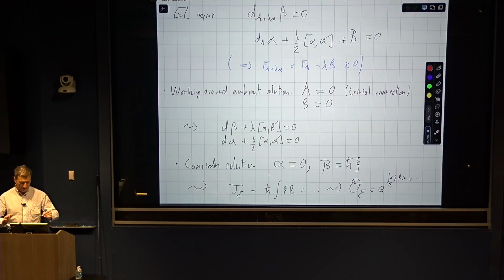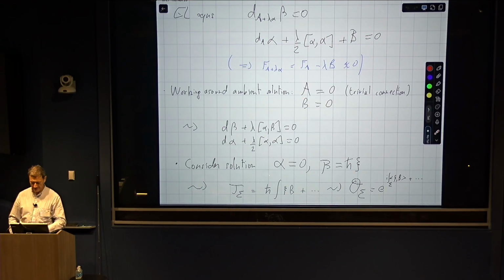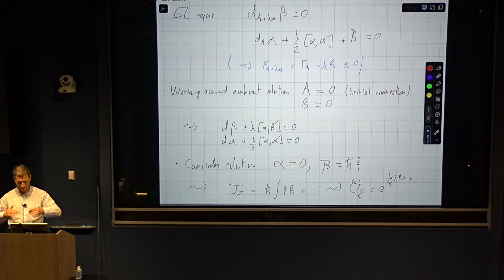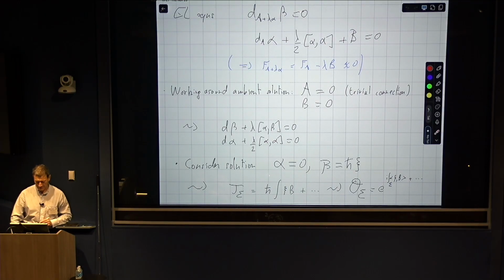And for simplicity, let me suppose that I want to work in the ambient theory around the trivial solution. So I suppose I have a trivial connection, which I just denote by 0, and the trivial two-form B. These are a critical point for the ambient theory in case of a trivial bundle. So for this choice, the equation becomes these ones.